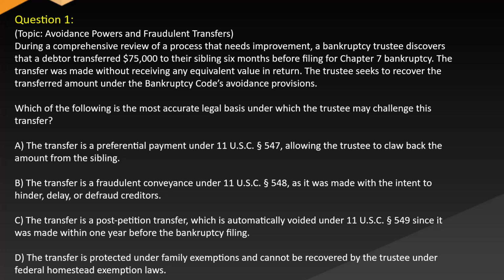C. The transfer is a post-petition transfer, which is automatically voided under 11 U.S.C. § 549, since it was made within 1 year before the bankruptcy filing. D. The transfer is protected under family exemptions and cannot be recovered by the trustee under federal homestead exemption laws.